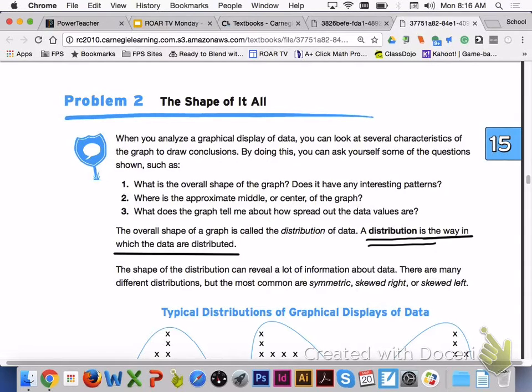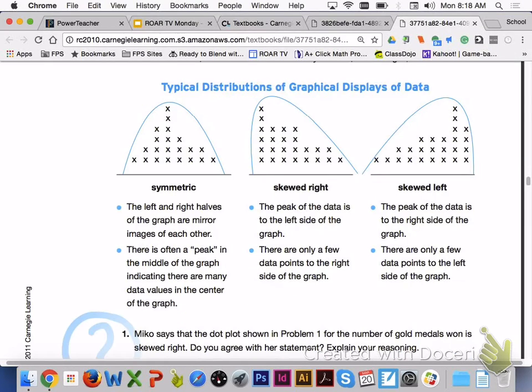The overall shape of a graph is called the distribution of data. The distribution is the way in which the data are distributed. The shape of the distribution can reveal a lot of information about data. There are many different distributions, but the most common are symmetric, skewed right, or skewed left.